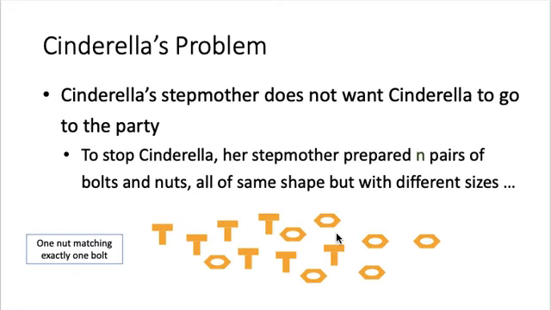Let's begin. So here is Cinderella's problem. There will be a party going on tonight, but Cinderella's stepmother doesn't want Cinderella to go to the party. So to stop Cinderella, her stepmother prepared many bolts and nuts. There are actually n pairs of them. There are n bolts and n nuts, and exactly one nut is matching one bolt. These n pairs of bolts and nuts are mixed together. We know that all of them are of the same shape, but they are of different sizes.